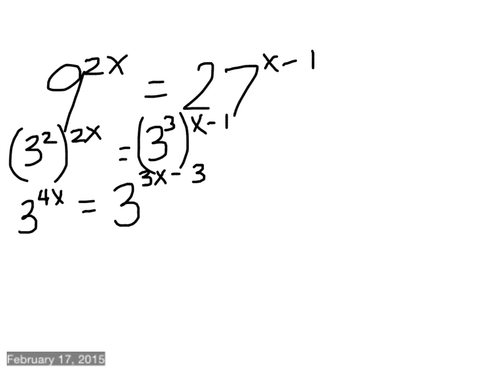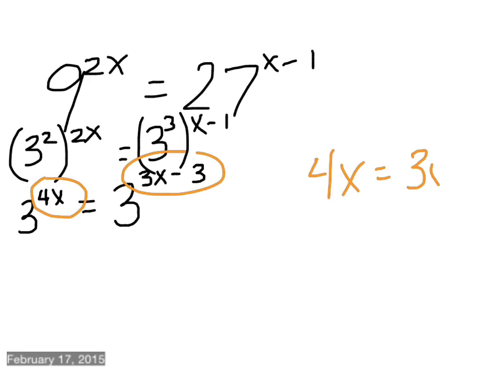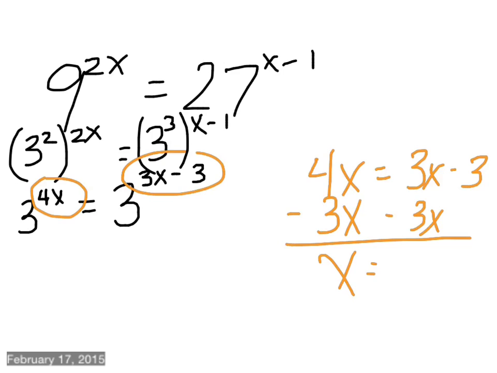Now are the bases the same? Yep. So if the bases are the same, then we can go ahead and put the exponents equal to each other. So over here, I've got 4x equals 3x minus 3. Solve for x. What would you do? Subtract 3x. So I get x equals negative 3.